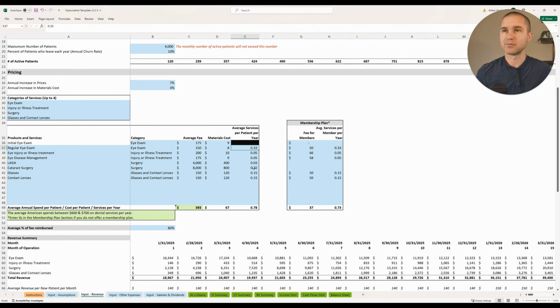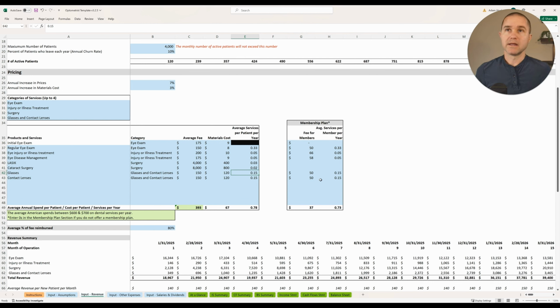So you can think of these as kind of percentages, essentially. And so we're saying 3% of active patients are going to have LASIK, 2% of active patients are going to have cataract surgery, 15% of active patients, or 0.15, are going to get glasses each year. So this is each year. Keep that in mind.